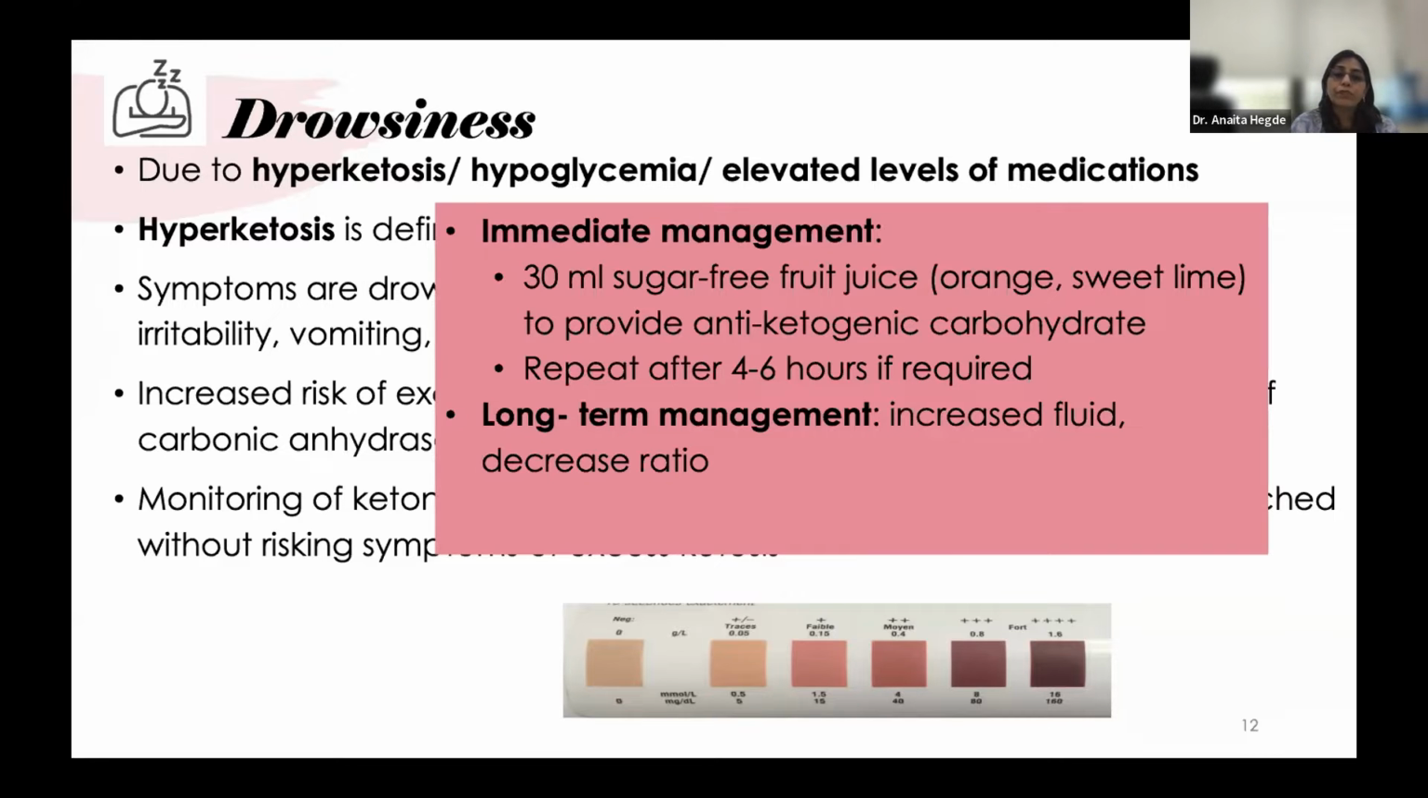Immediate management of hyperketosis can be done with 30 ml of sugar-free fruit juice, preferably orange or sweet lime juice, to provide anti-ketogenic carbohydrate, which will reduce the ketone levels. This can be repeated after 4 to 6 hours if the symptoms still persist. Long-term management includes increased fluid intake and decreasing the ratio to meet the required ketone levels and avoid hyperketosis.